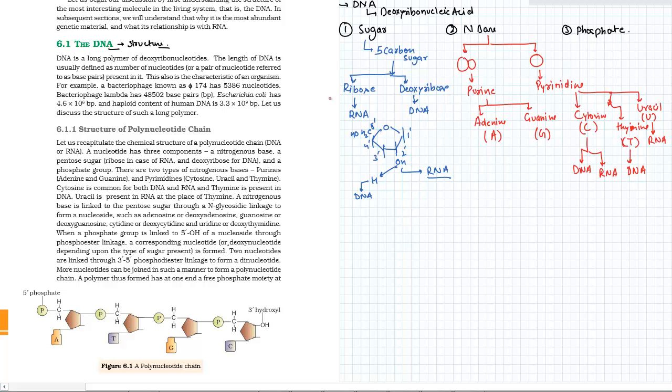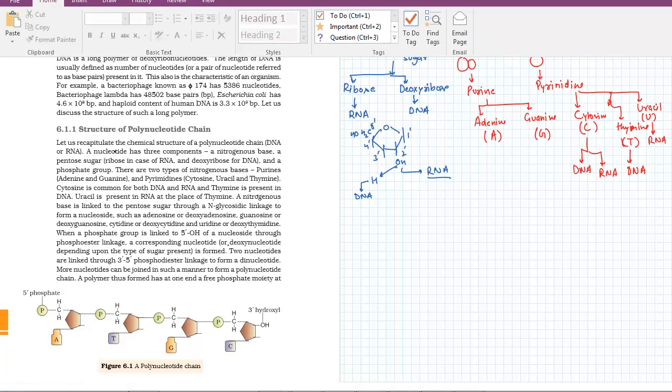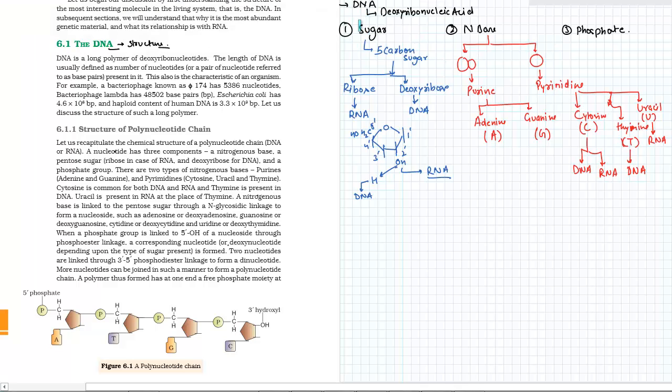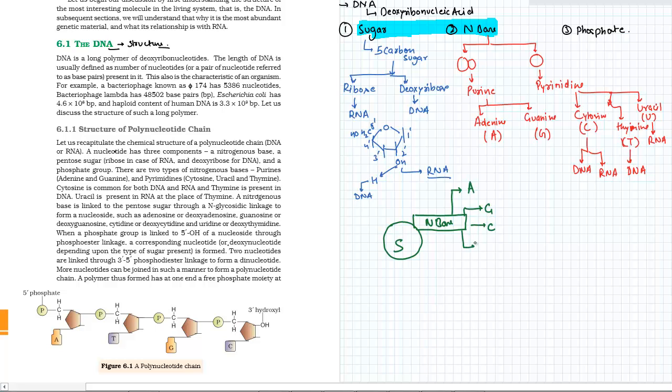Let us try to find out what is going to happen if the sugar and nitrogenous base bond with each other. So we have this deoxyribose sugar, and it is going to make a bond with a nitrogenous base. This nitrogenous base can be either adenine, guanine, cytosine, or thymine.